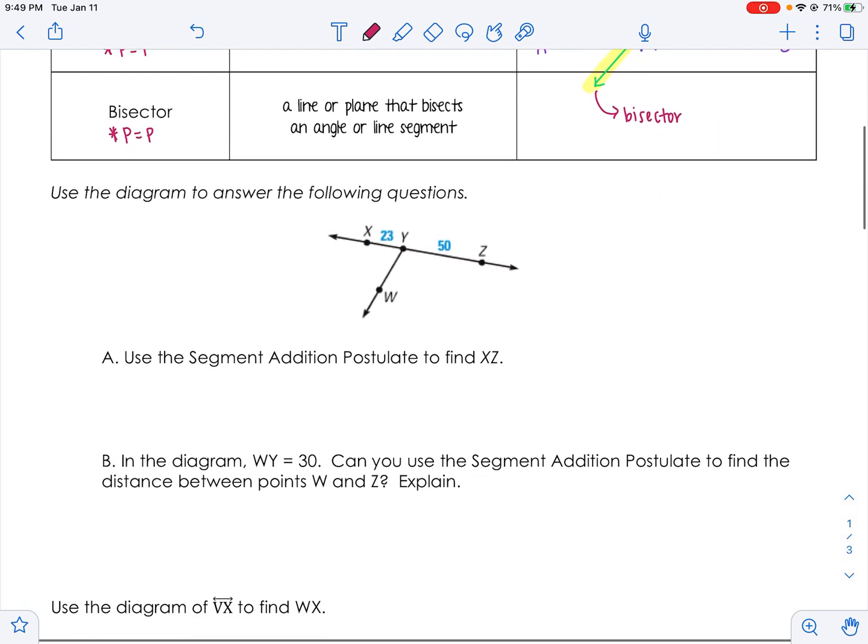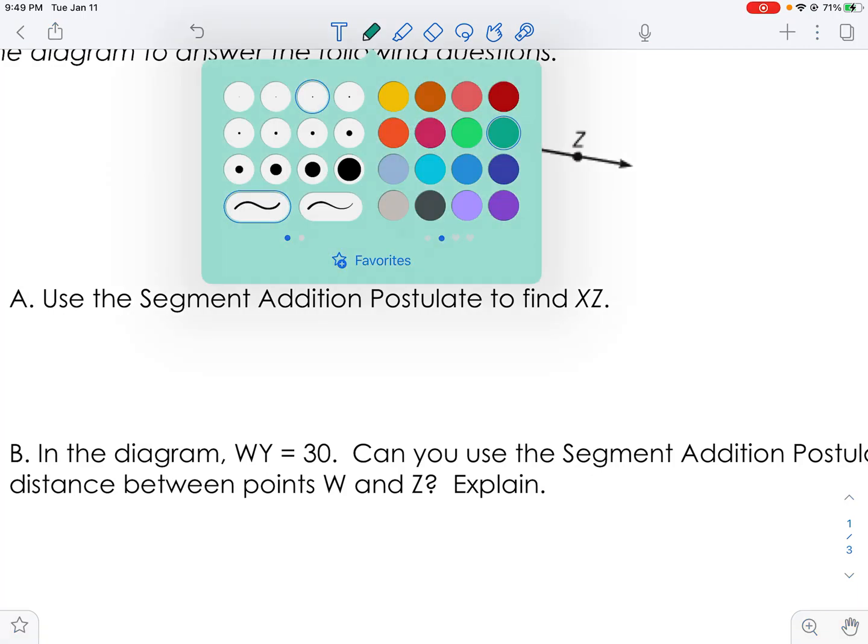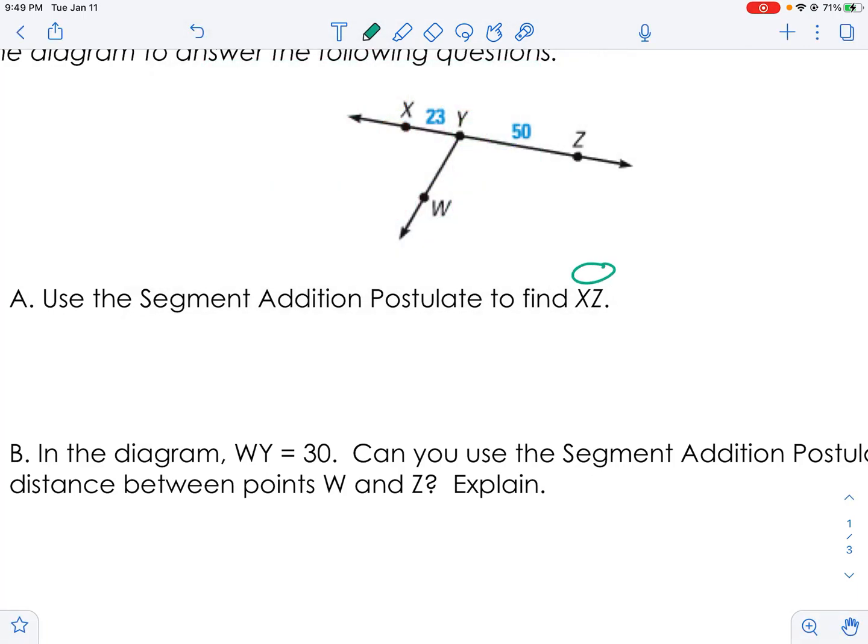Okay, now let's look at a picture. The first problem says use segment addition postulate to find XZ. And if we notice, there's no symbol on top of XZ, which means the distance or the length. So what this problem is asking you to do is just find what's the distance, what's the length from X to Z. So segment addition postulate.